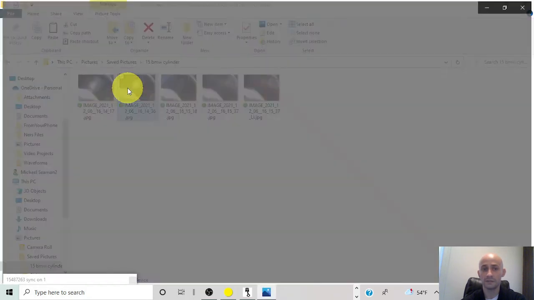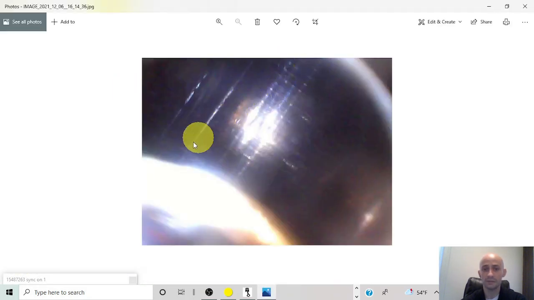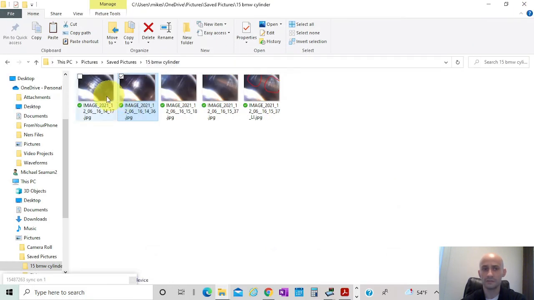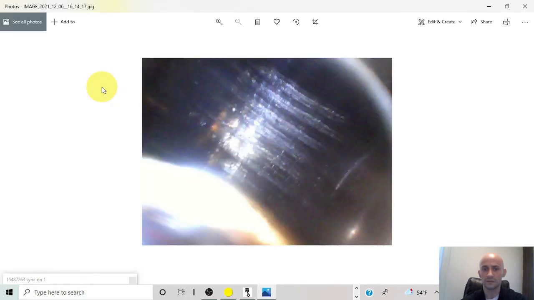Turn it about another 90 degrees. Once again, we have some vertical scratches here, pretty deep. Start to see some horizontals kind of getting in there a little bit. And we're going to take our last 90-degree turn here. And now we have some horizontal scratches and some scoring on the cylinder wall.